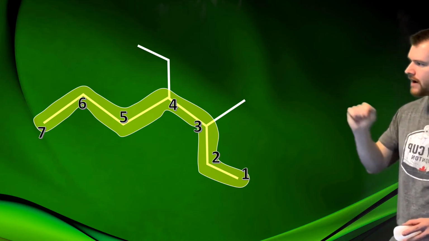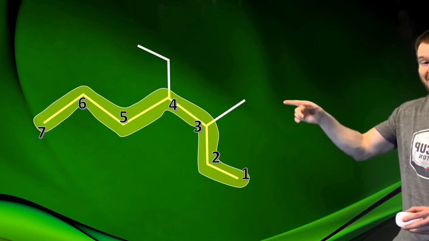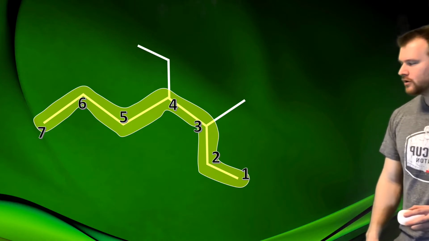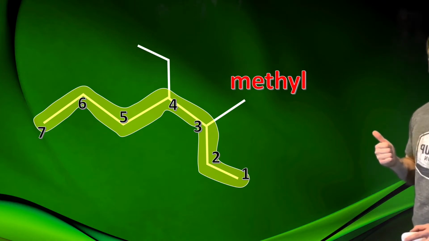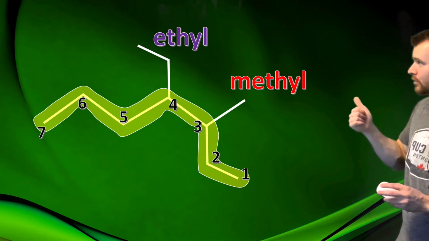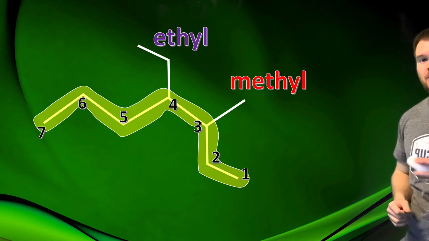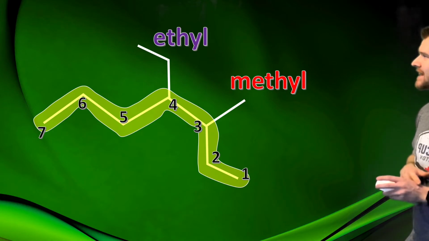1, 2, 3, 4, 5 going in, or 5, 6, 7 going in that direction. Now to name those groups, again, this is 1 carbon coming off. That's a methyl group. This one we can see has 2 coming off it, 2 carbons attached to the parent chain, which makes it an ethyl group.